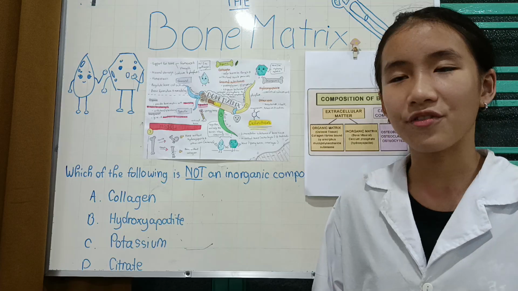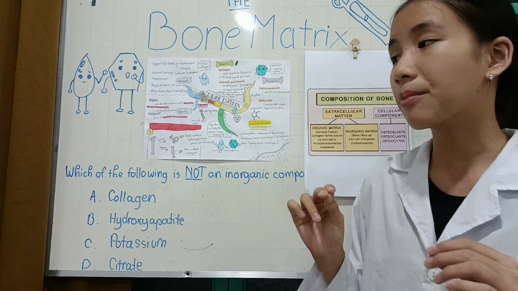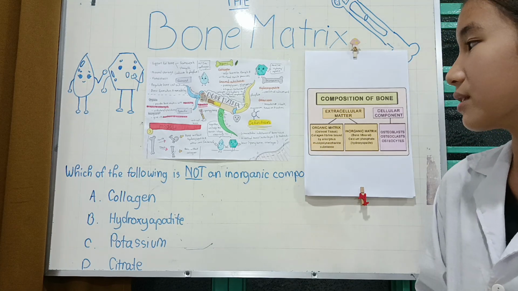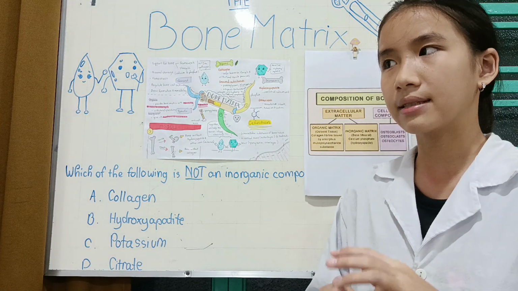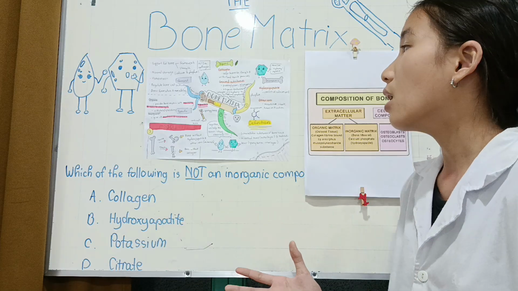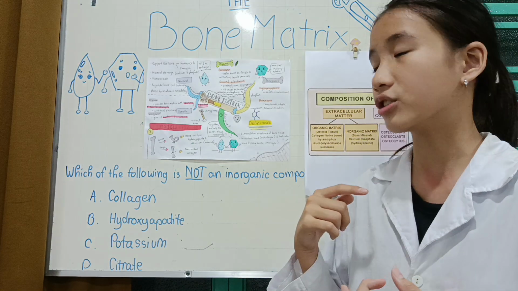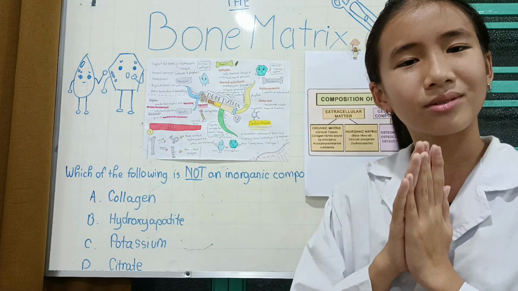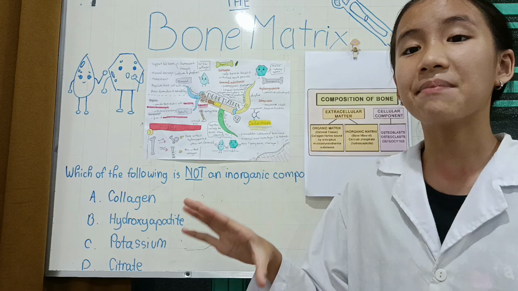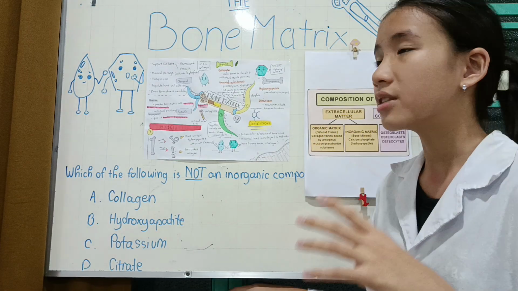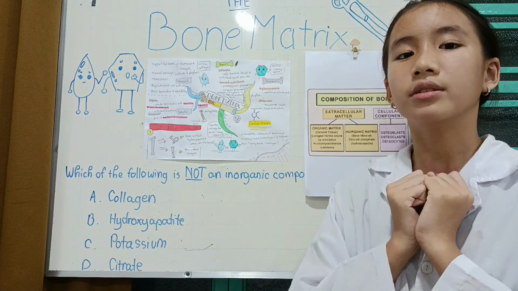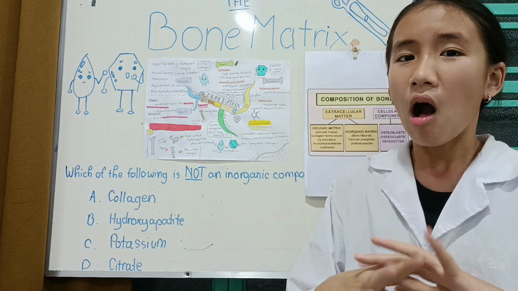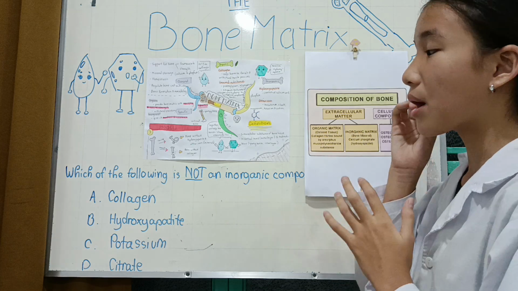So let's get started on the first part, which is what is the bone matrix? Well, the bone matrix is an extracellular substance of the bone tissue. So it's basically composed of collagen, hydroxyapatite, ground substance, and other ions. And its general function is to keep the bone healthy. It also helps the bone to have its strength, its durability, its flexibility, all of those things. So that is the role of the bone matrix.